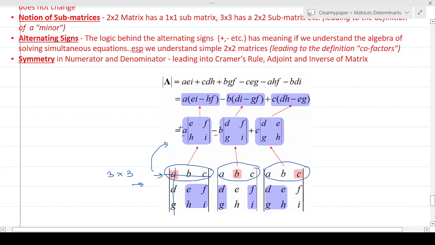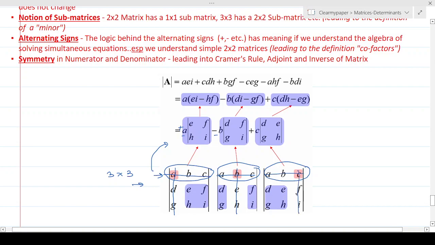So alternating signs. Similarly, since I've selected the first row, I'm going to select the second element on the first row, which is B. So I'm going to cross out where B belongs to. B belongs to the first row and the second column. Whatever is remaining, in the purple color, I'm going to multiply B by the determinant of whatever is left over in the exact same sequence. Similarly, the last element is C, because C belongs to the first row and that's the last element. So I'm going to cancel out the row and column where C belongs to. C belongs to the first row and third column. I'm going to cancel that out.